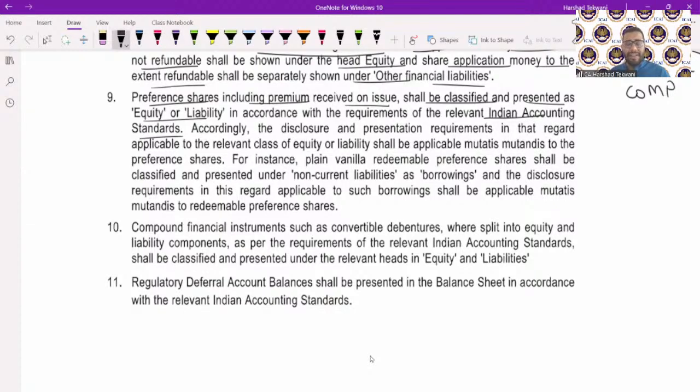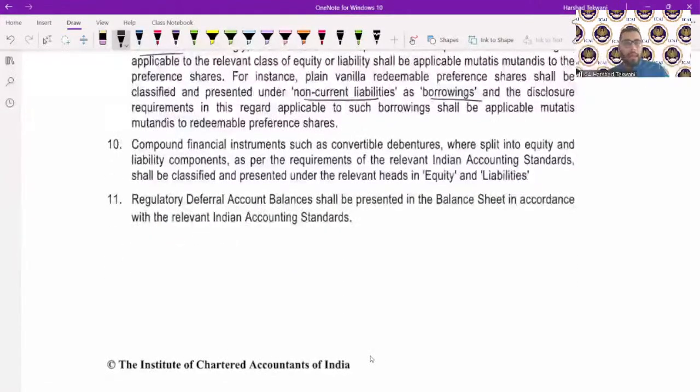When I say if it is a liability, then you need to show the liability under the head of non-current liabilities, borrowings. Again, compound financial instruments such as convertible debentures. You are required to split the equity component portion and the liability component of that particular compound financial instrument. You need to see the relevant Ind AS for the bifurcation, how you need to bifurcate between equity and liability.